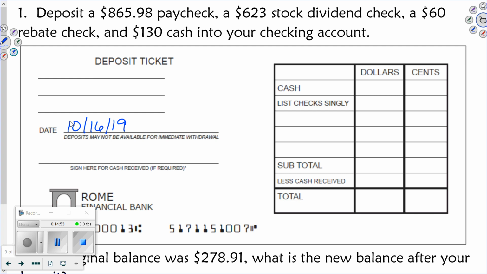All right, so do we have cash to deposit? Yes, 130 right there. So 130 and no change. List checks singly. I never knew singly was a word. Apparently it is. So $865.98, $623, and a $60 rebate check. Good, subtotal. What am I going to do with that? You're going to add them all up.